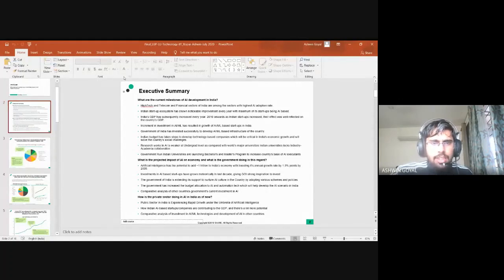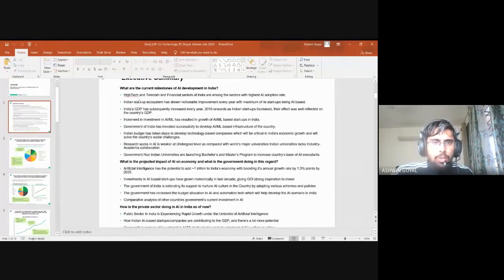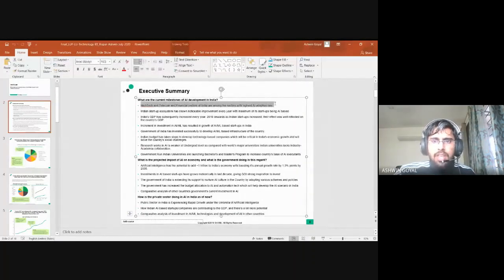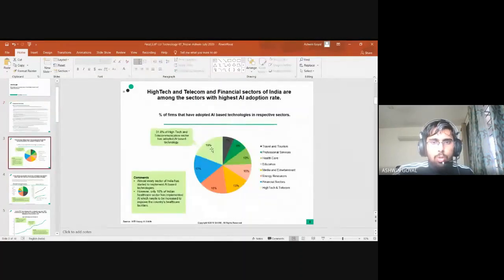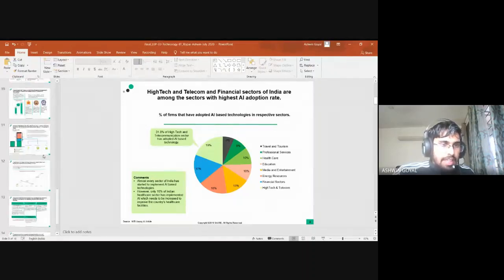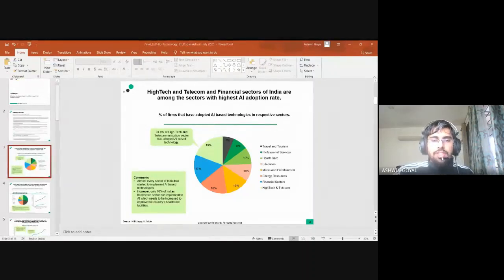We started with the executive summary and highlighted the pain points that we need to address, like what the current milestones are, what the projected impact of AI is, and how the private sector is doing in AI. Then we deep dived into each of these pain points and tried to analyze, through data, what the problems are. There's a lot of data in these 18 slides. A lot of research has been done.